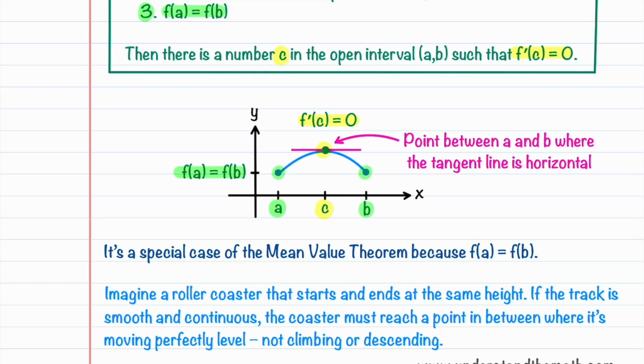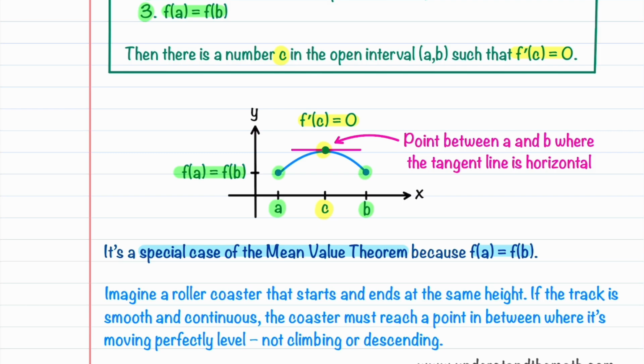The reason that Rolle's theorem is a special case of the mean value theorem is because it's required that f of a is equal to f of b. In the mean value theorem, that requirement isn't there.